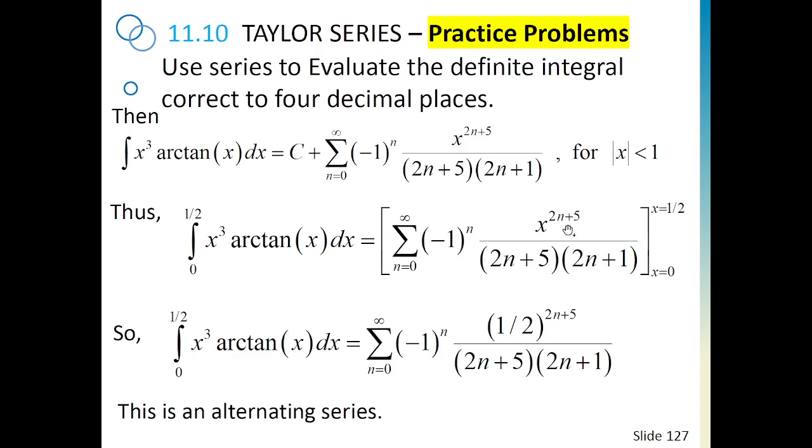Now, from the expression here, I see that when I evaluate at x equals 0, all of this will be 0. So one part of the series will disappear anyways. So I only need to keep the part with x equal 1 over 2. So the series for the definite integral that is given is actually this one.